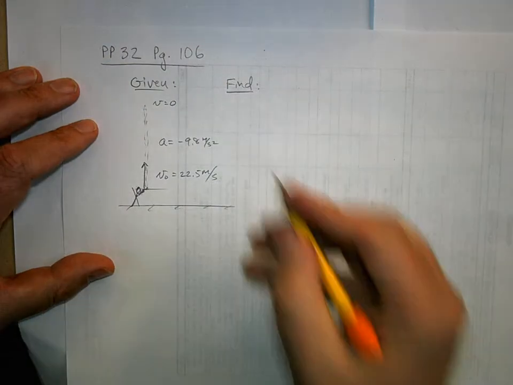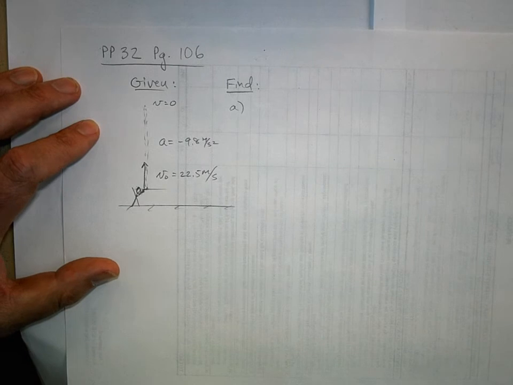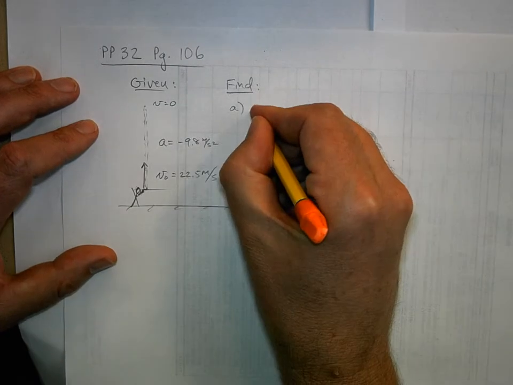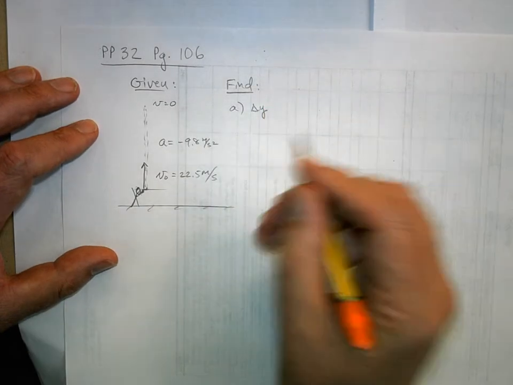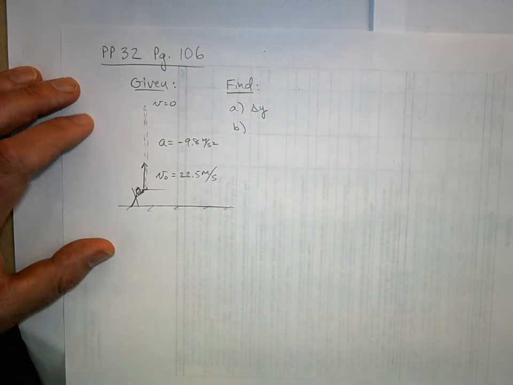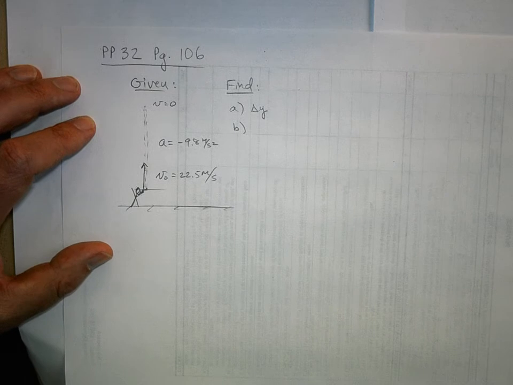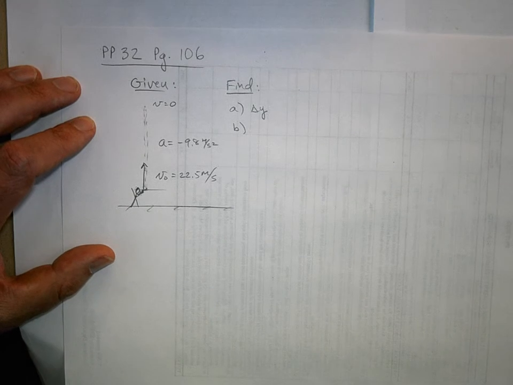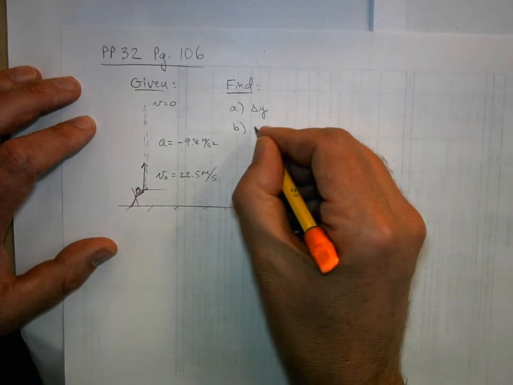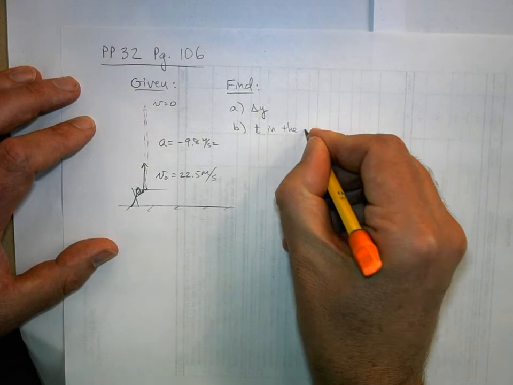Okay, now what do we want to find in part A? We want to know how high does the ball rise, and I'll call that delta y. And then in part B, we'll say how long does the ball remain in the air, or in other words, time. Time in the air.